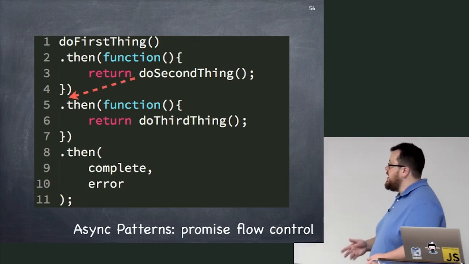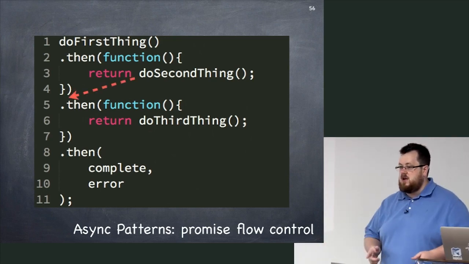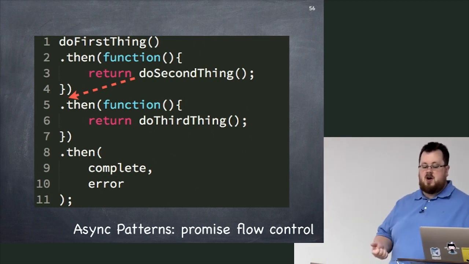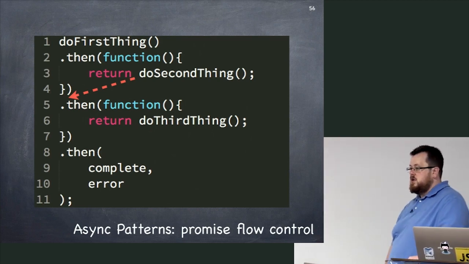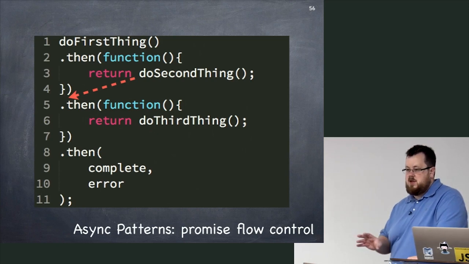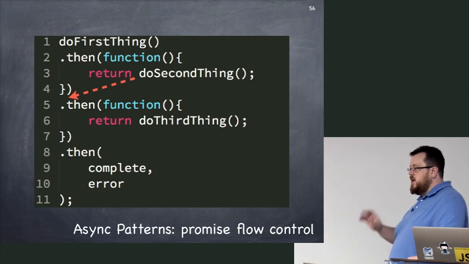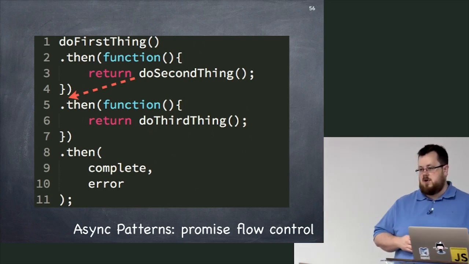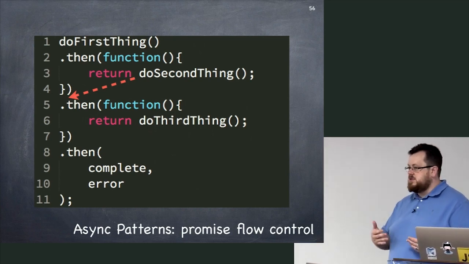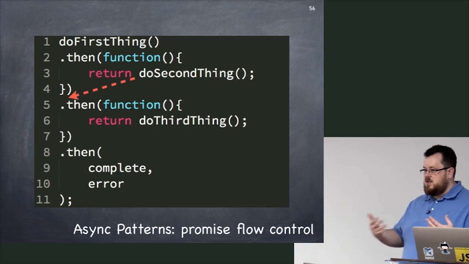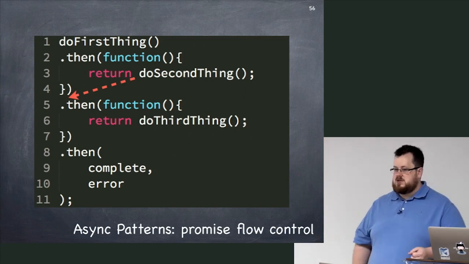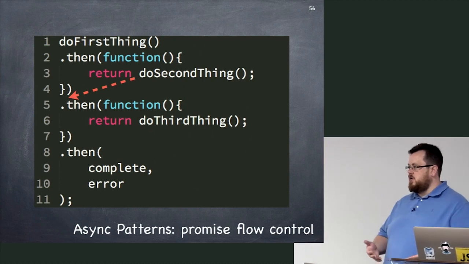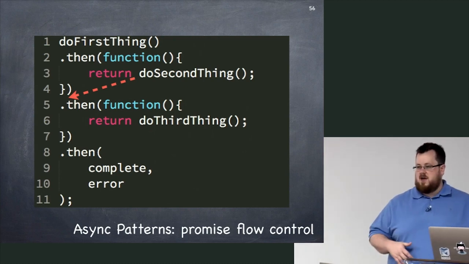And by returning it, it means that the dot then handler on line 5, which would normally have proceeded immediately after the handler from line 2, no longer is going to proceed immediately. Instead, the dot then handler from line 5 is going to wait for the promise returned on line 3. It's going to chain those things together. It swaps it out underneath the covers and handles all of that complexity for you. So we can approximate a flow control by chaining our promises together.